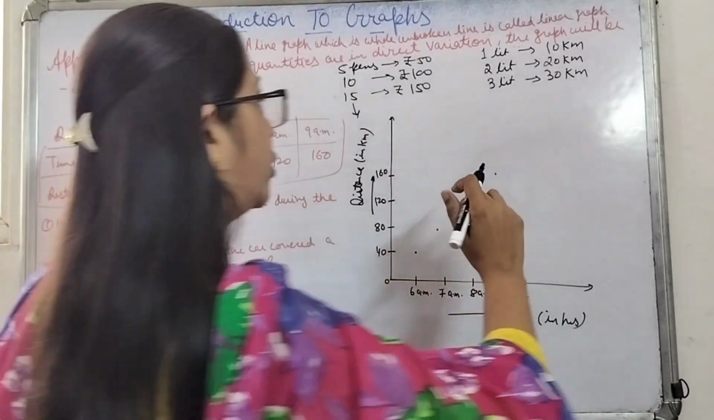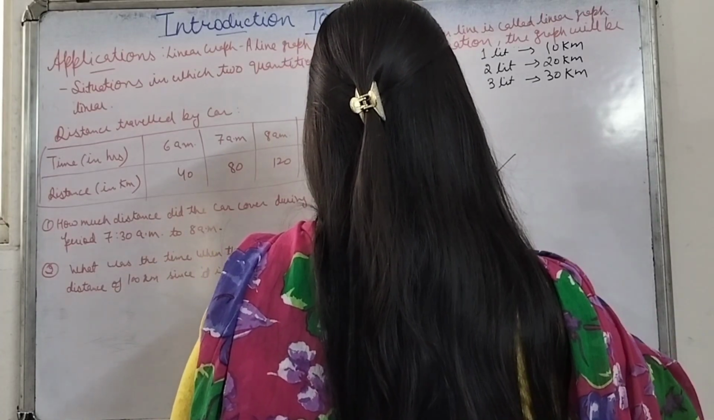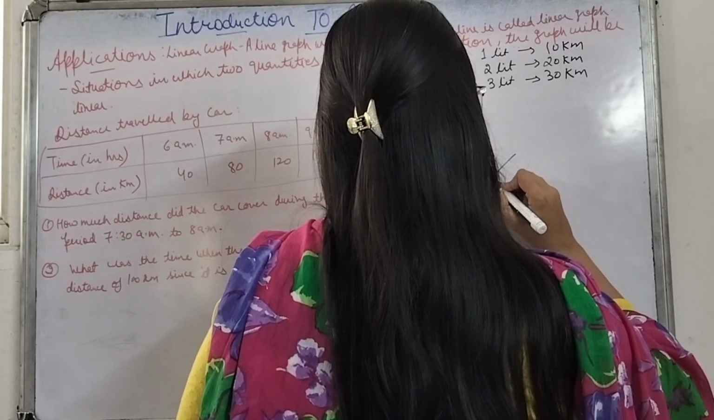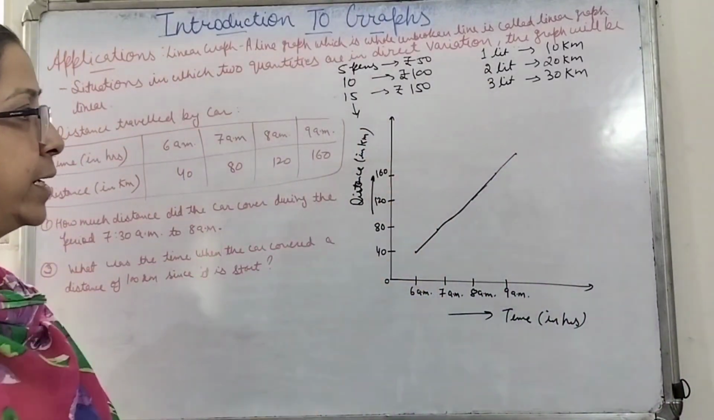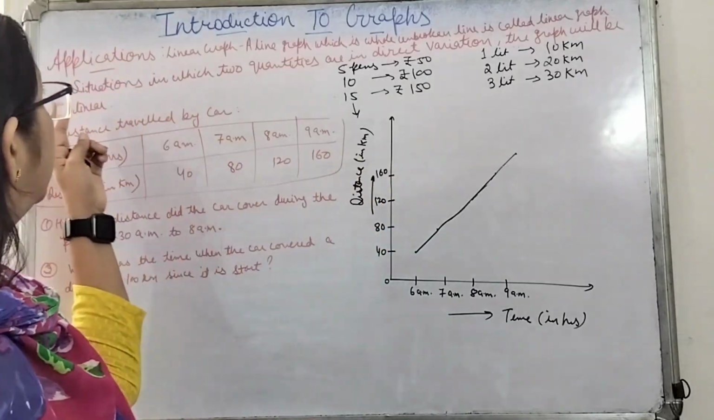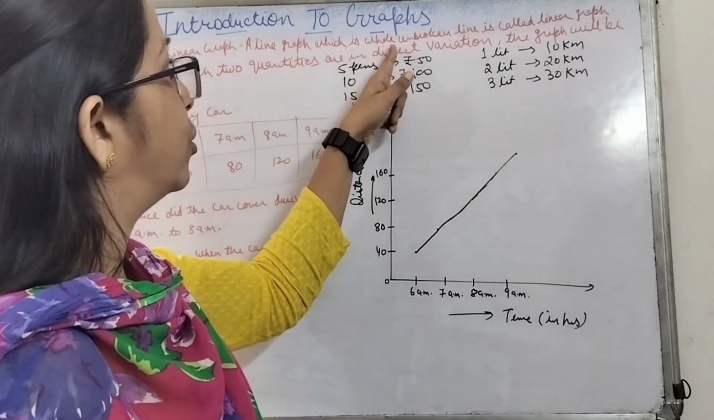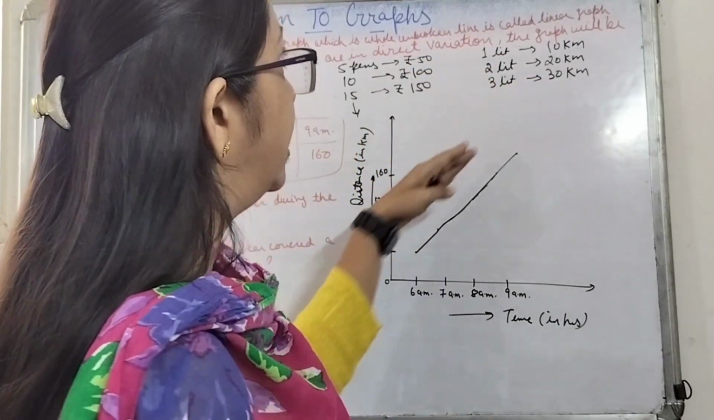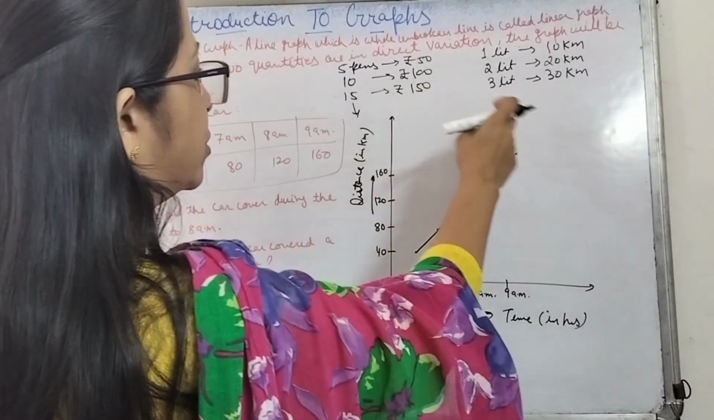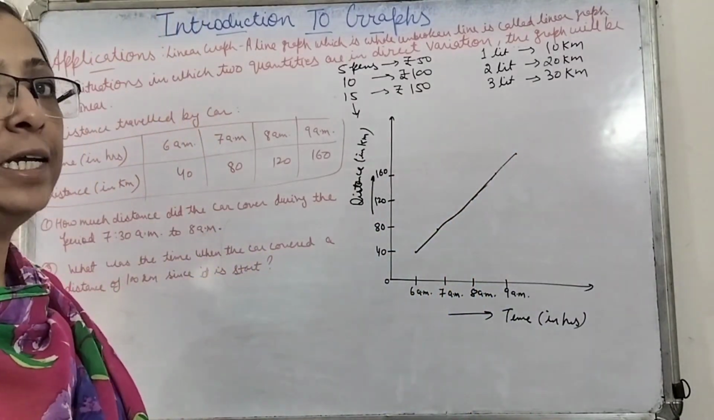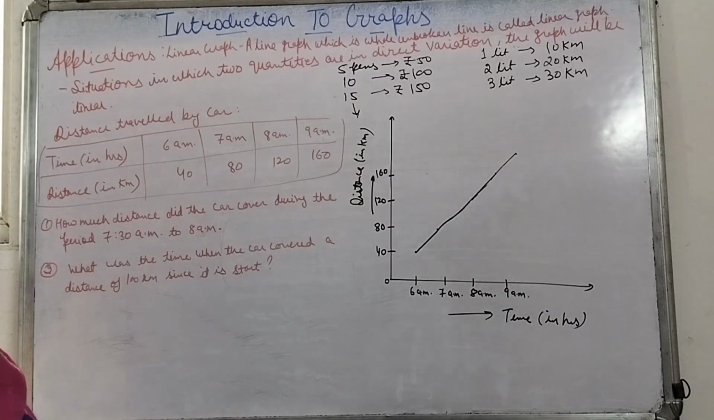When we join all these points, it will make a straight line. When we use a ruler on the graph, it will be exactly a straight line. This type of graph is known as a linear graph. Whenever it makes a straight line, a whole unbroken line, it is known as a linear graph. Whenever we take any two quantities which are in direct variation, the graph will always be a linear graph only. Now how do we solve questions based on these types of graphs?